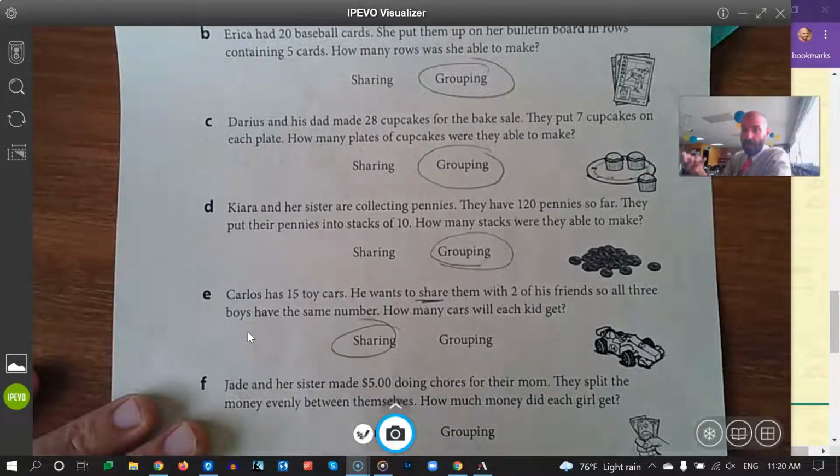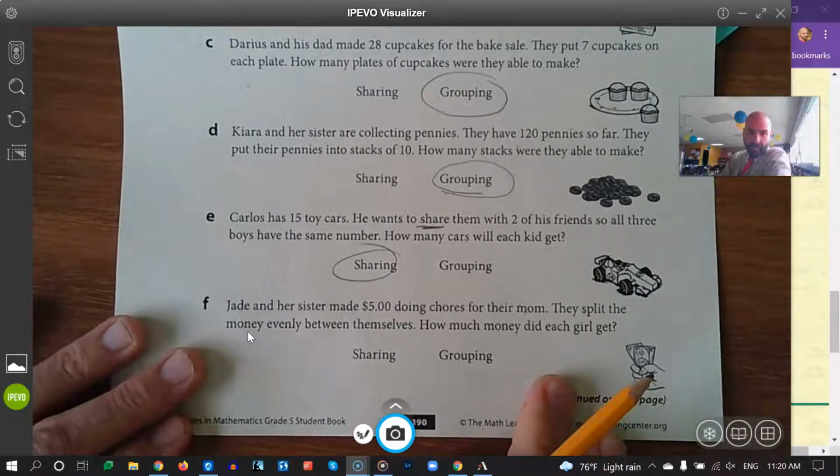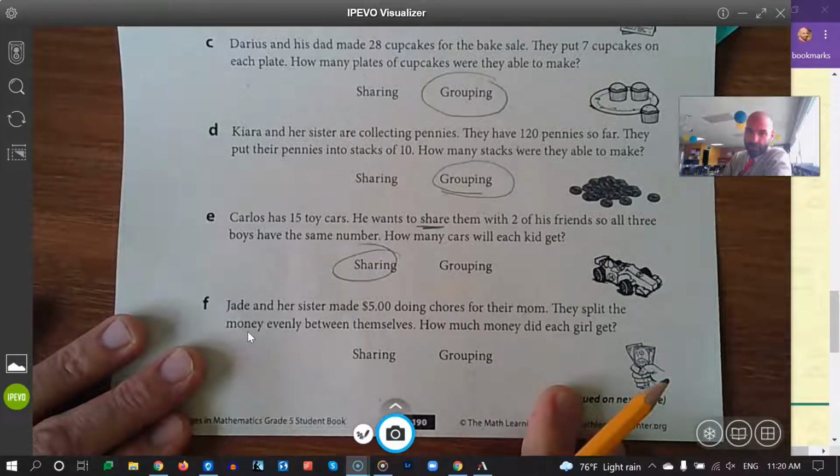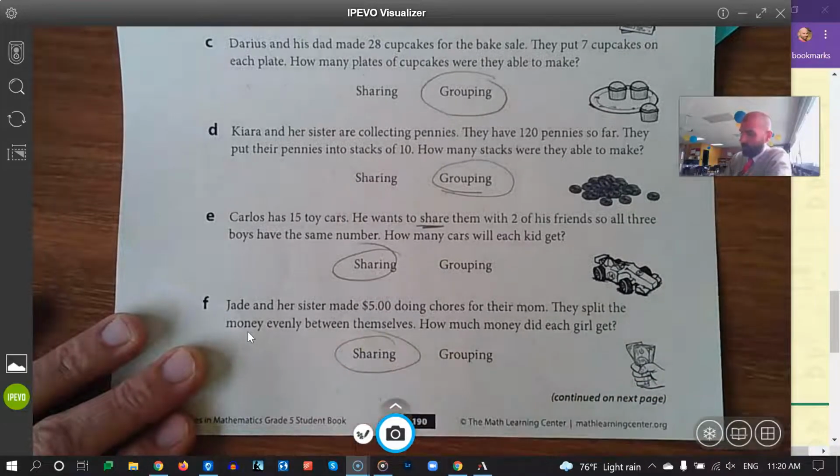So I have this total. I'm sharing it equally with 3 people. And so how much is that going to be? Jade and her sister made $5 doing chores for their mom. They split the money evenly between themselves. How much money did each girl get? That is a sharing problem.